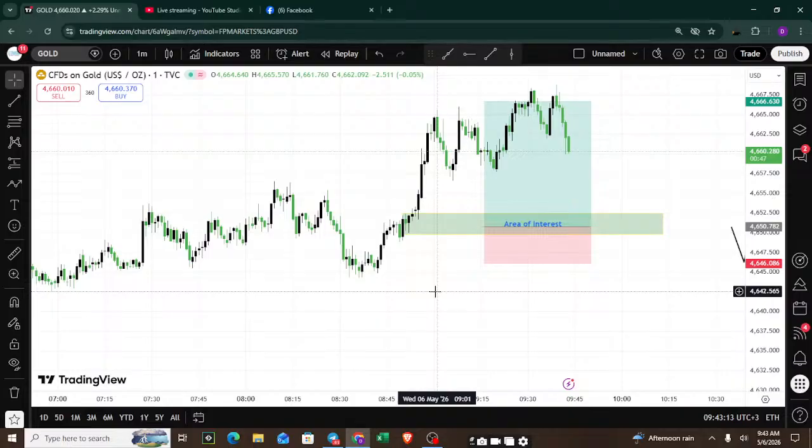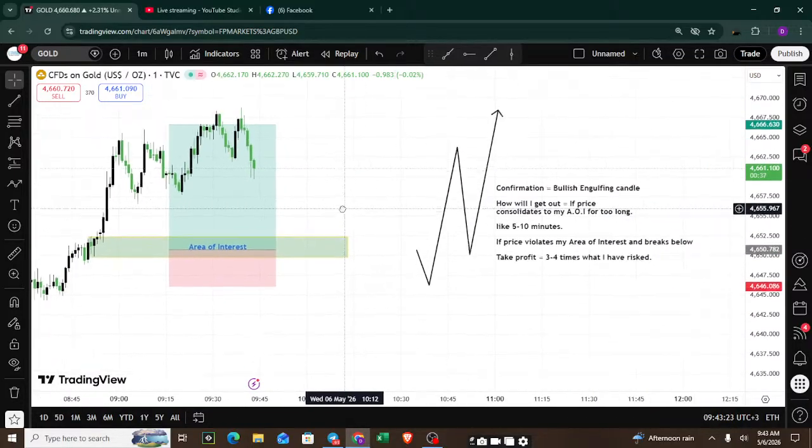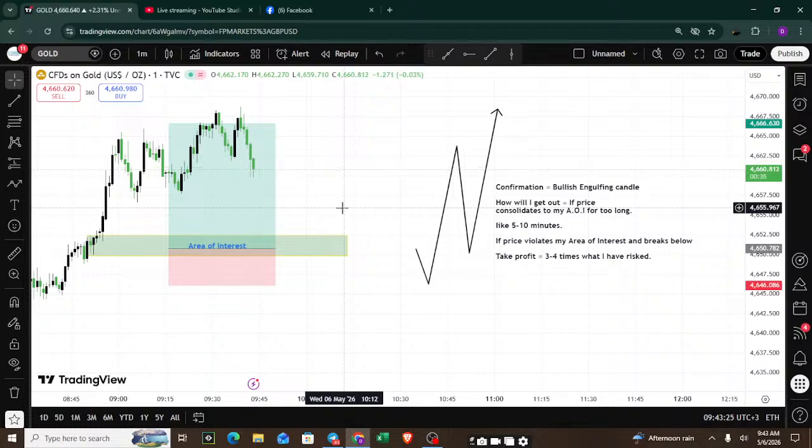Gold is coming back to our area of interest. Just to remind you, we have said that we are going to be waiting for a bullish engulfing candle once gold wicks into our area of interest, and we are going to wait for at least 10 minutes before we get out, because a good trade is going to give us profits immediately.